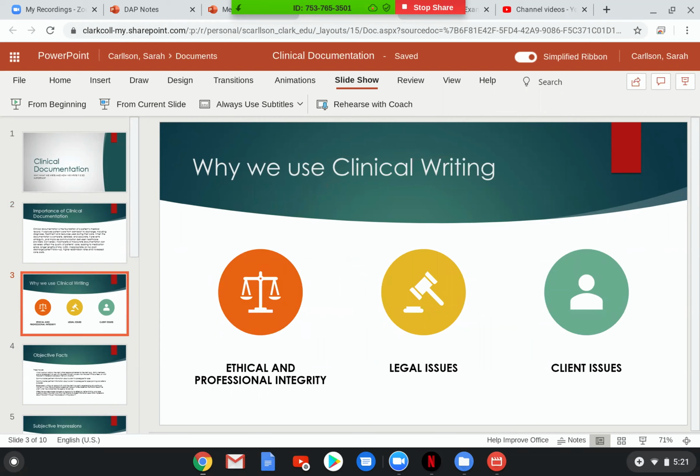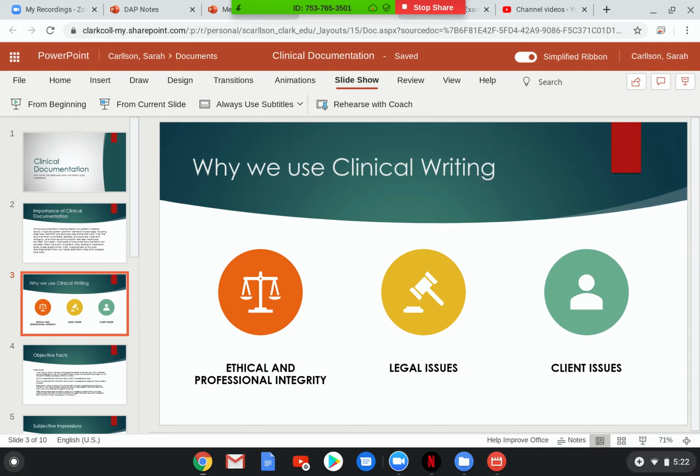So some of the reasons why we use clinical writing is first of all, we want to make sure that we are aligning with ethical and professional integrity. So we want to make sure that essentially we're staying in our lane with our care. We want to make sure that we are not utilizing strategies and interventions which we haven't been properly trained in. We also want to depict that we are treating and conversing with our patients in a way that's professional and ethical.